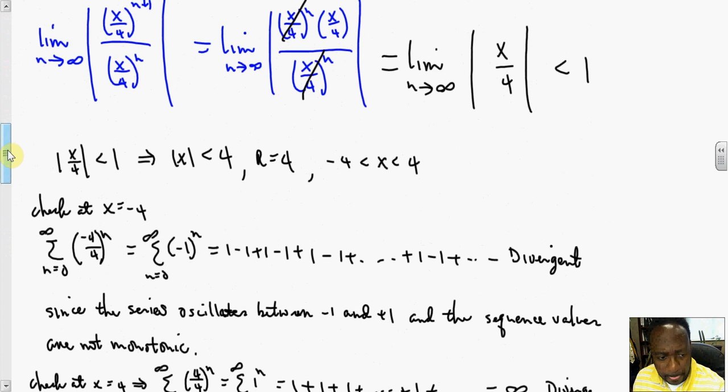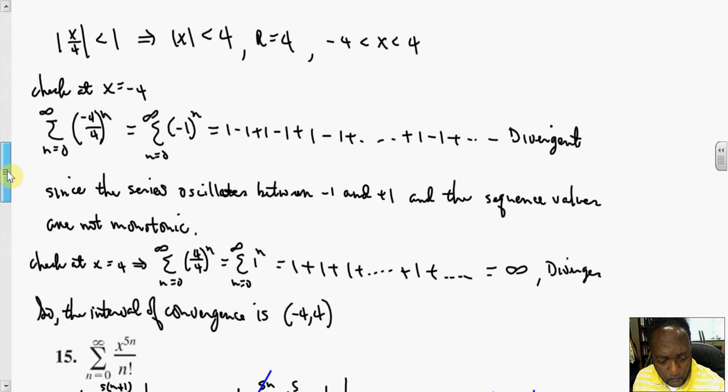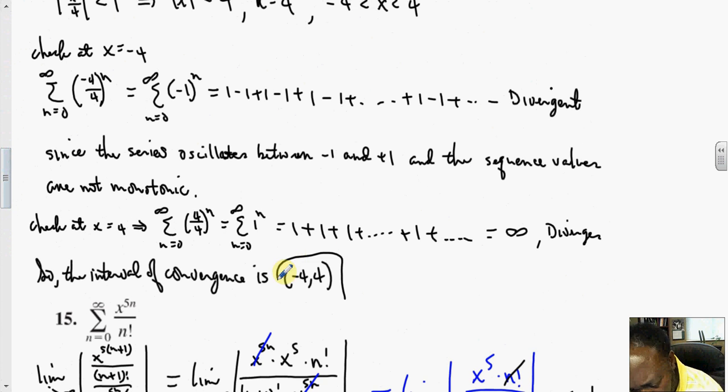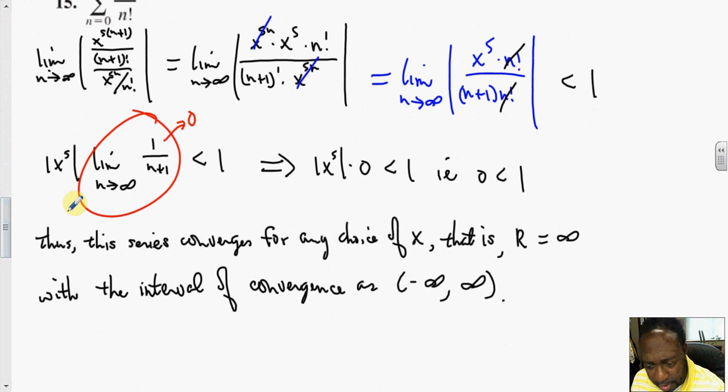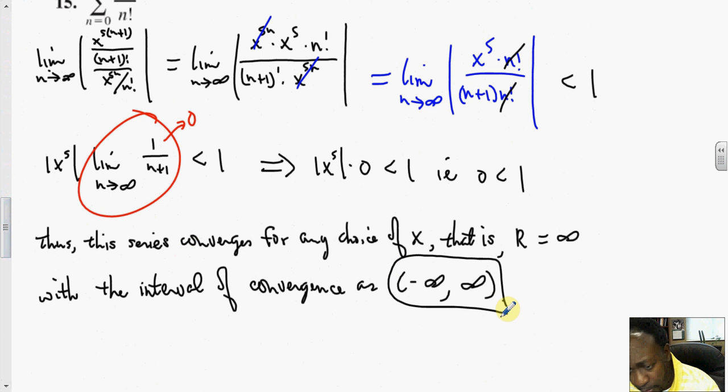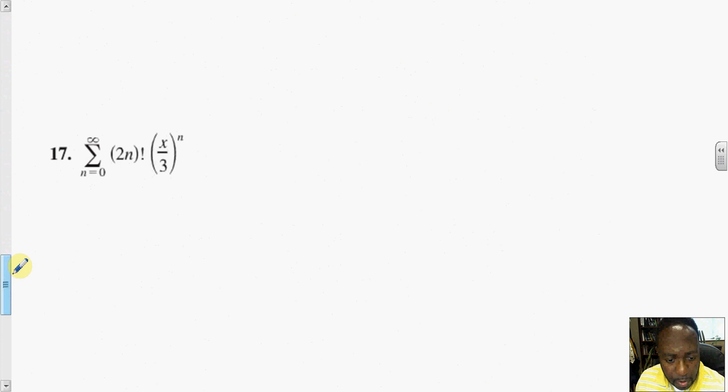Now, in number 11, we actually got some interval, right? Pretty neat interval there. Here, for number 15, the interval we do have, but it's everything, right? So look at this one.